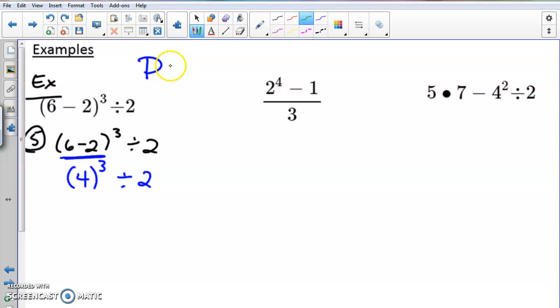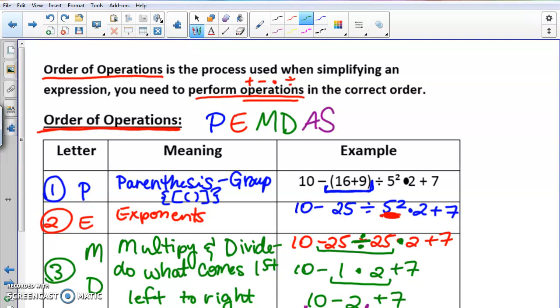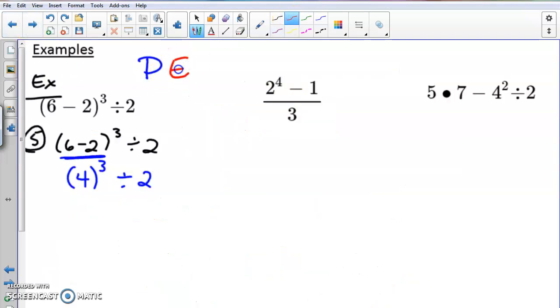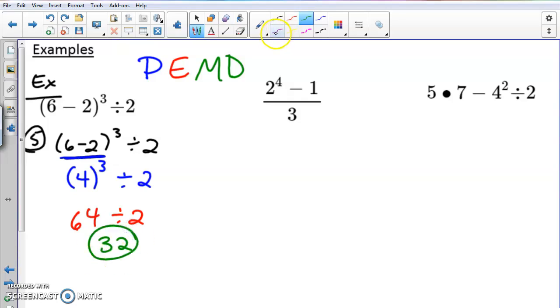After P comes E for our exponents. I think I got my colors off, did I? Yeah, it's red, P, E for parentheses. Now, E is our exponents, so 4 to the third power is our exponents, so it's 4 times 4 times 4, which is 64. Then we drop down our divided by 2. Next step is our multiplication and division. And for this one, we only have division left, so 64 divided by 2 is 32. And the last 2 steps we'll see later on is add and subtract. So those are our 4 steps for our order of operations.